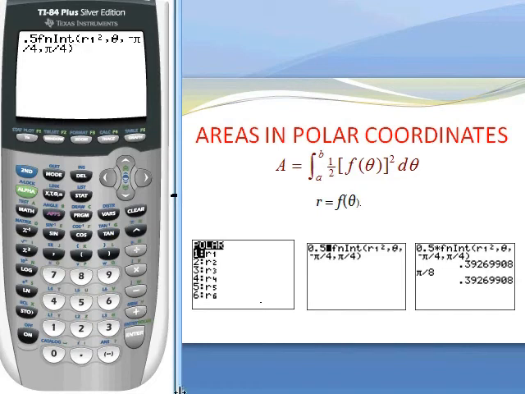And now when you push enter, you're going to get this number, which is pi/8 to start with. And if you don't believe me, let's go and look at what pi/8 is. And it looks like they are the same.